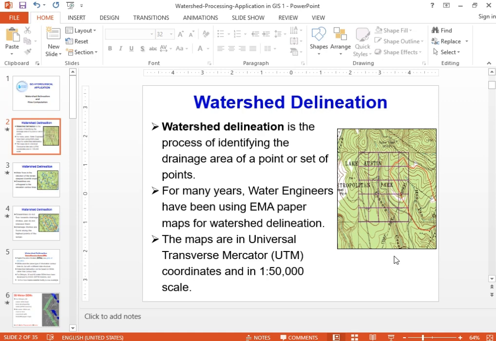For many years, water engineers as well as different professionals have been using a map for mapping watersheds, just like this one on the right. This map has a scale of 1 to 50,000, and it uses UTM, Universal Transverse Mercator.